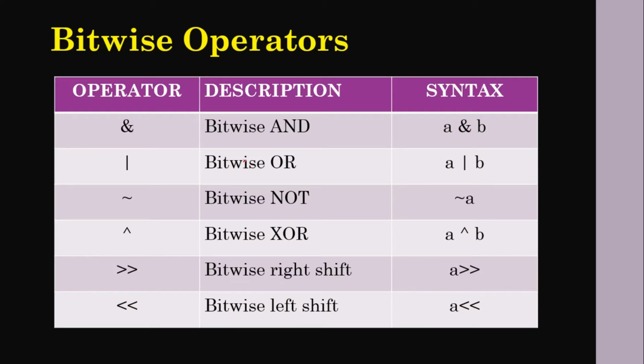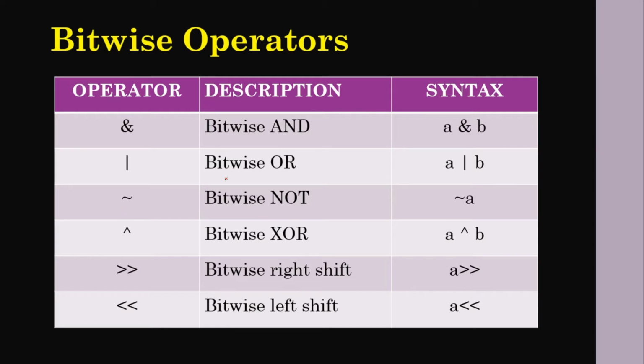So here is the list of bitwise operators. With the help of this ampersand, we can perform a bitwise AND operation, and we can write the syntax this way: if we have variables a and b, then a & b represents a bitwise AND operation between a and b. Similarly, with the help of this vertical line, we can perform a bitwise OR operation. It can be represented this way, a | b.